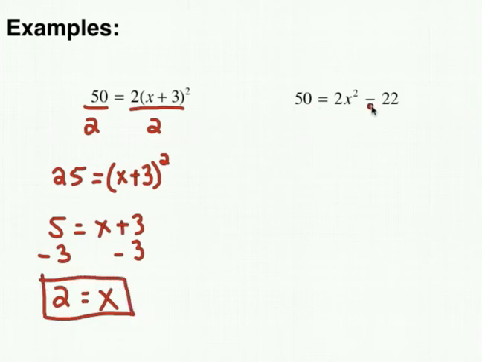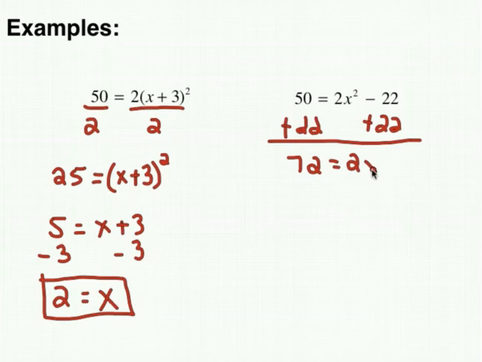Okay, for this other one, we first want to get rid of this negative 22. And we get rid of the minus 22 with a positive 22 added to both sides. Okay, so then we're left with 72 equals 2x squared.